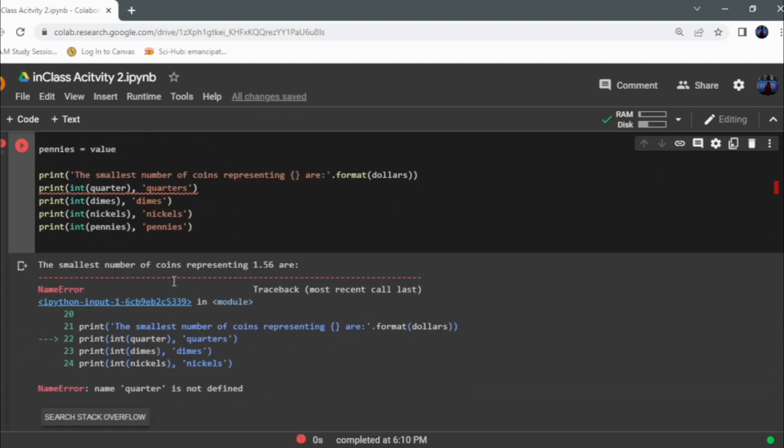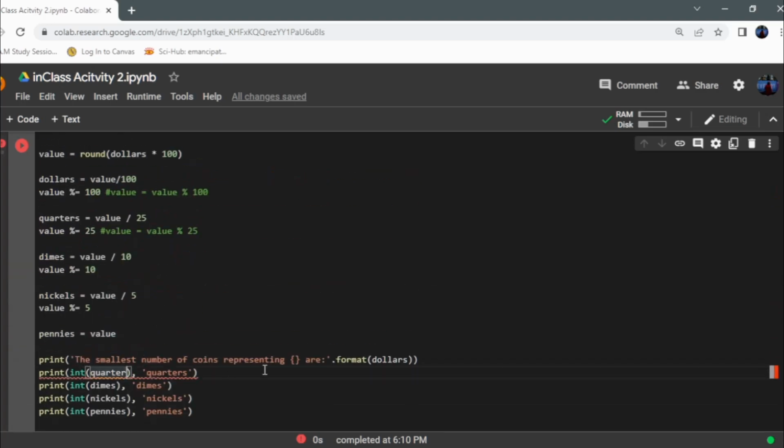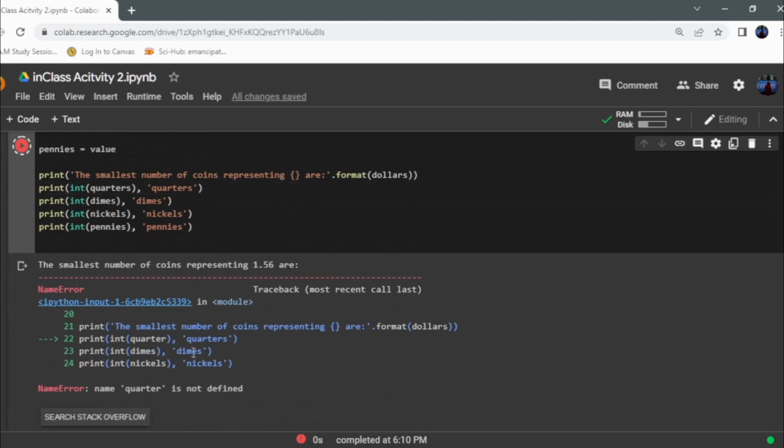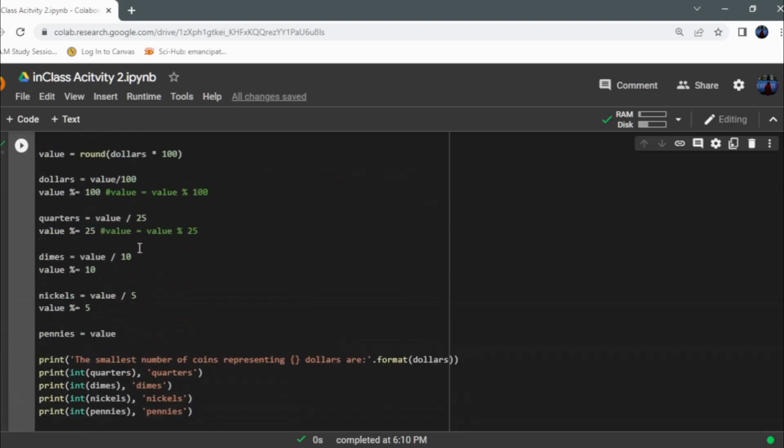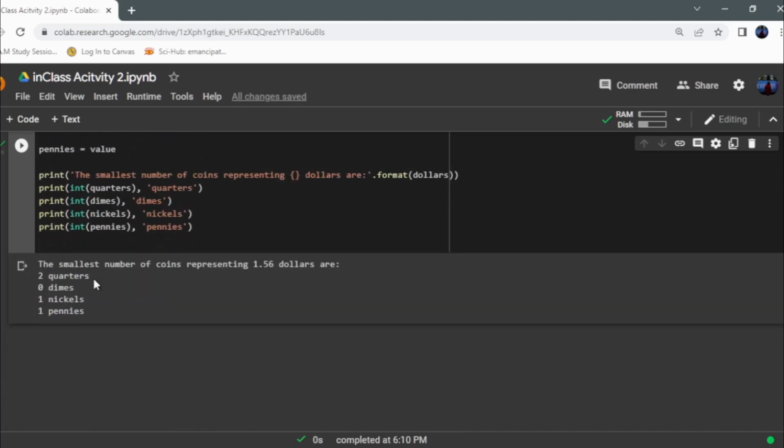Oh, quarters, print, spacebar called quarters. Is it quarters? Oh yeah, it's quarters with an S. There we go. The smallest number of coins representing 1.26. I forgot to put dollars. Dollars there. 2 quarters, 0 dimes. 2 quarters is just a dollar. Yeah, 2 nickels and 2 pennies, and one nickel and 1 penny.